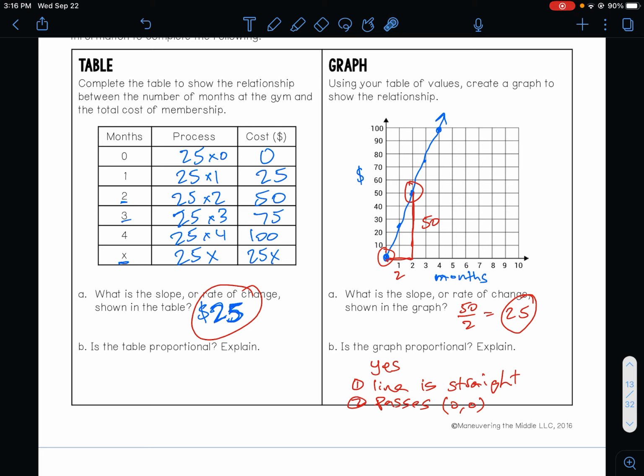All right, now let's talk about the table and whether it's proportional. What you want to look for is you want to see if y over x, and our y is going to be our dependent variable. Our cost is dependent, our time, number of months, is independent. So y over x. We can't do 0 over 0, so kind of skip that.